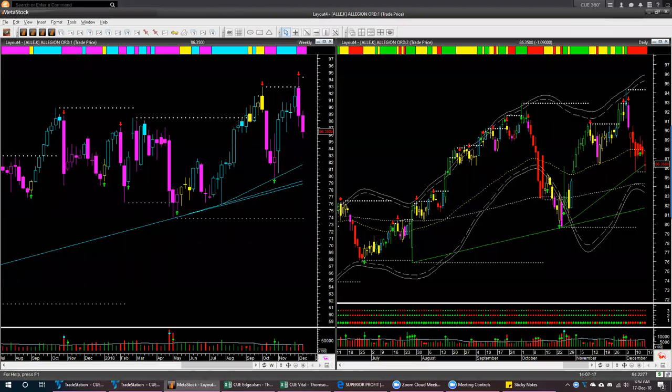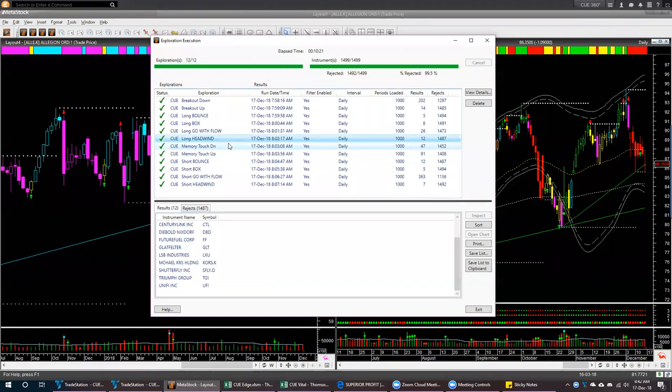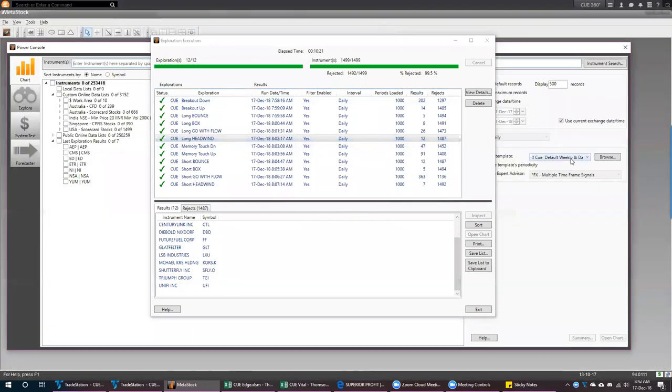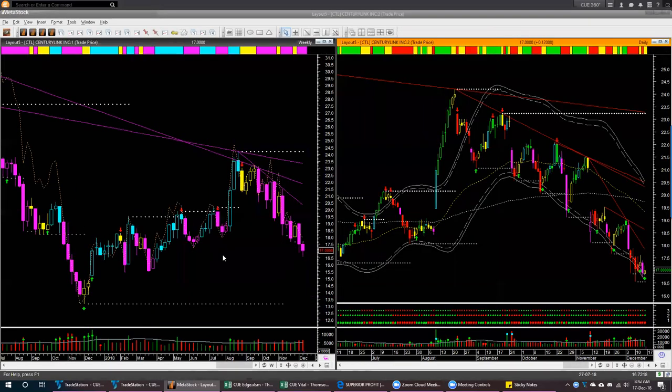Let's look at now the headwind signals that came. There were few long headwinds, 12 of them. Some of the stocks are known, very well known, CenturyLink, Course. In this case, let us look at the technical charts first. I'm going to close the existing chart. I'm going to open the charts using Q default weekly daily template. We could simply double click the symbols to open the chart like this. Let me remove this panel to another monitor. CenturyLink doesn't have any buy opportunity.